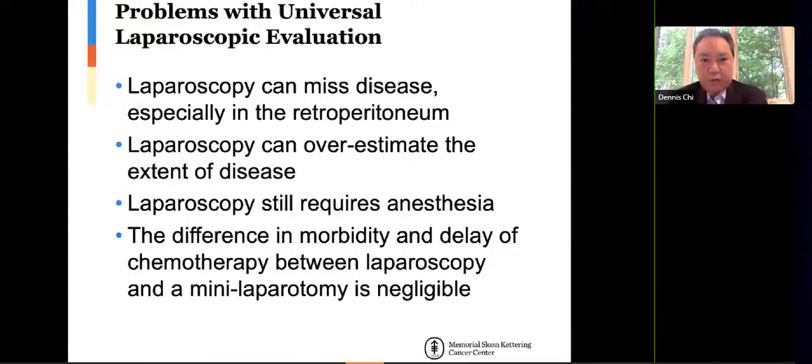Should everybody then therefore undergo universal laparoscopy? I think it's a great tool. And I would like to say that nobody should have laparoscopy, but as you'll see from our own data, we do believe laparoscopy should be used in these cases. The problems are you can miss disease, especially in the retroperitoneum, if you only use laparoscopy. So CT scan is important in that area. It can overestimate the extent of disease, and you can think you have small bowel carcinomatosis over the whole area.